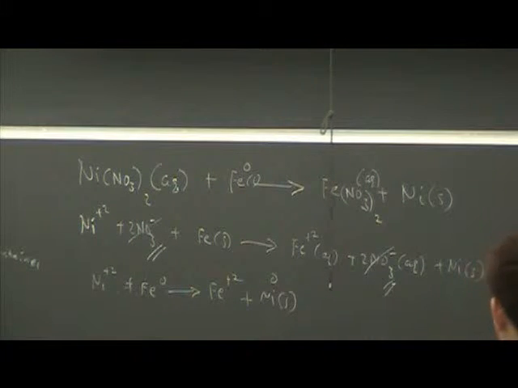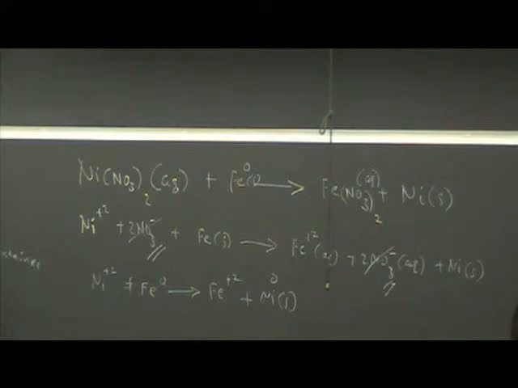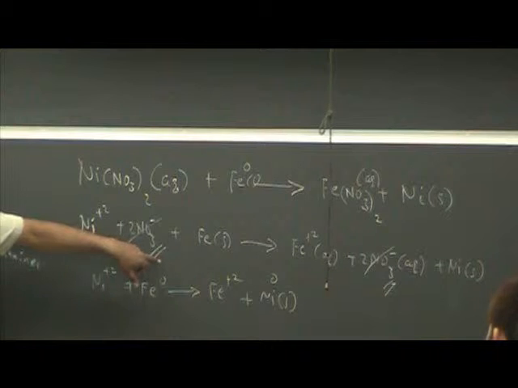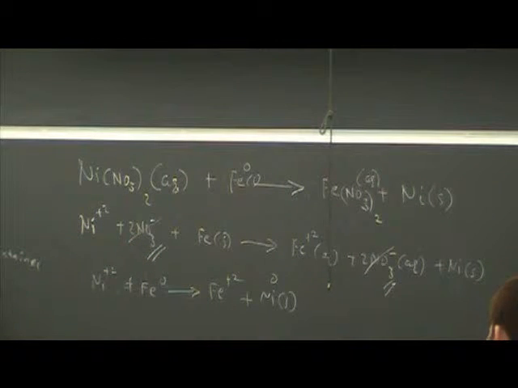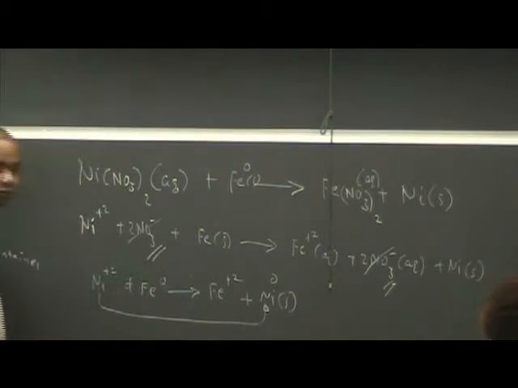How is that? What do you mean, how is that? If you balance the equation, what do you get? Right? Because I remove the spectator ions. I got that. Okay. So what's happening from nickel plus 2 to nickel 0?